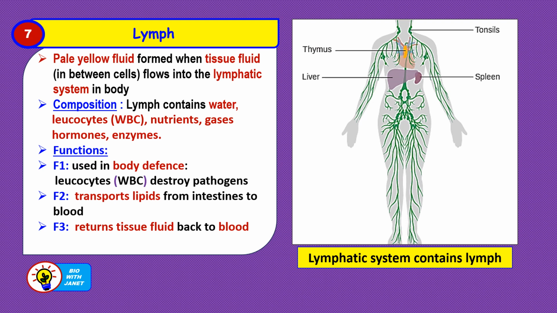Thirdly, lymph returns tissue fluid back to the blood. Tissue fluid is the fluid in between the cells. A percentage of tissue fluid will be drained into the lymphatic system and will be carried back to the blood because the lymphatic system is connected to the blood circulatory system.